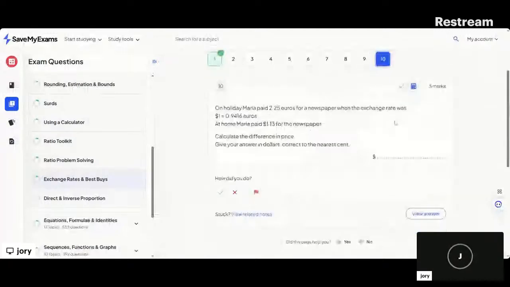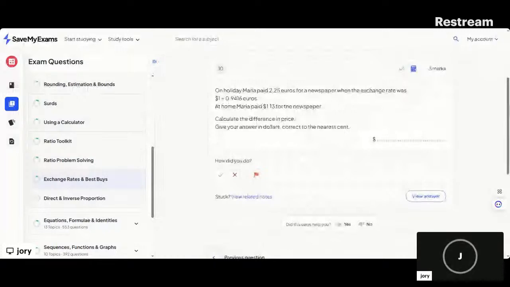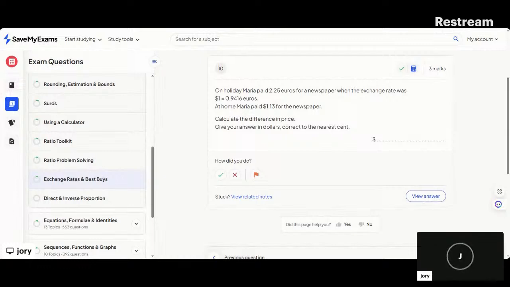Okay, 10. On holiday, Maria paid this many euros for a newspaper when the exchange rate was this many. At home, Maria paid this many for the newspaper. Calculate the difference in price. This is the exchange rate, so I know that for 1 euro, x equals this many. So 1.13x times 0.9416. At home, she paid 1.064 euros.